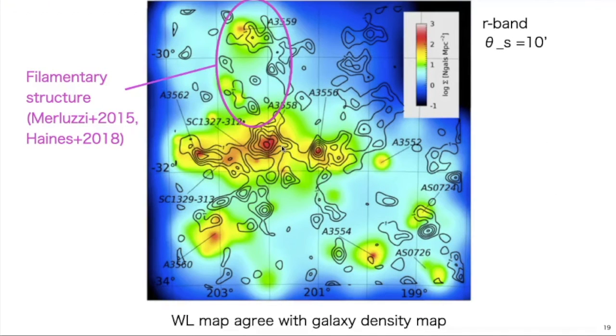Okay, and Paula found some filamentary structure in a previous paper between this cluster and here. It's quite hard to see the filamentary structure in weak lensing because the weak lensing signal from the filamentary structure is very weak. So it's quite hard to detect such a thing, but we can see some filamentary structure here in a weak lensing map. So we can trace such structure even if we use the weak lensing.